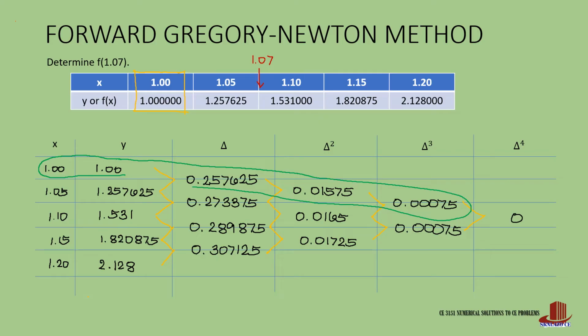And our values for delta this time would be this set of decimals, having delta as 0.257625, delta squared taken as 0.01575, and delta cube would be 0.00075. Note that earlier what we used would be these values. However, we are going to work with the values above them.